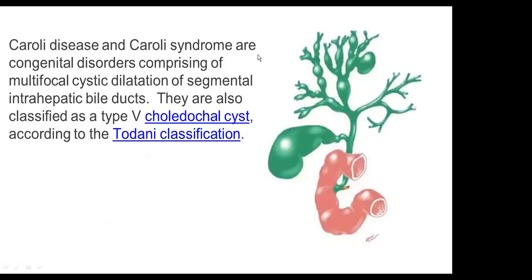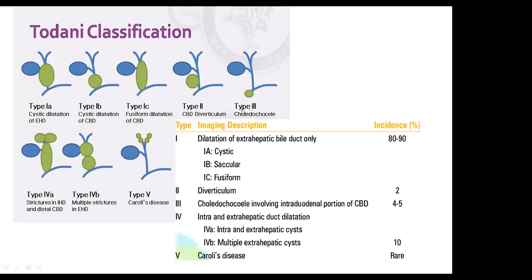So Caroli disease and Caroli syndrome are congenital disorders consisting of multifocal cystic dilatation of segmental intrahepatic bile ducts, and they are classified as a type 5 choledochal cyst according to the Todani classification. In the Todani classification of choledochal cysts, we have type 1, which is the most common type, 80 to 90%, which is dilatation of the extrahepatic bile duct only.